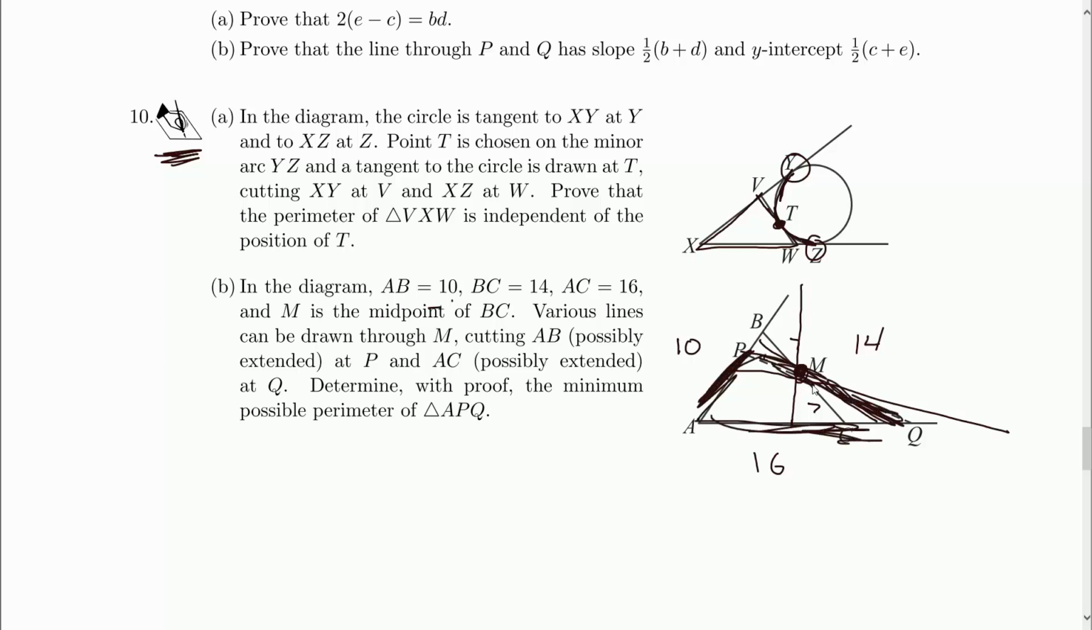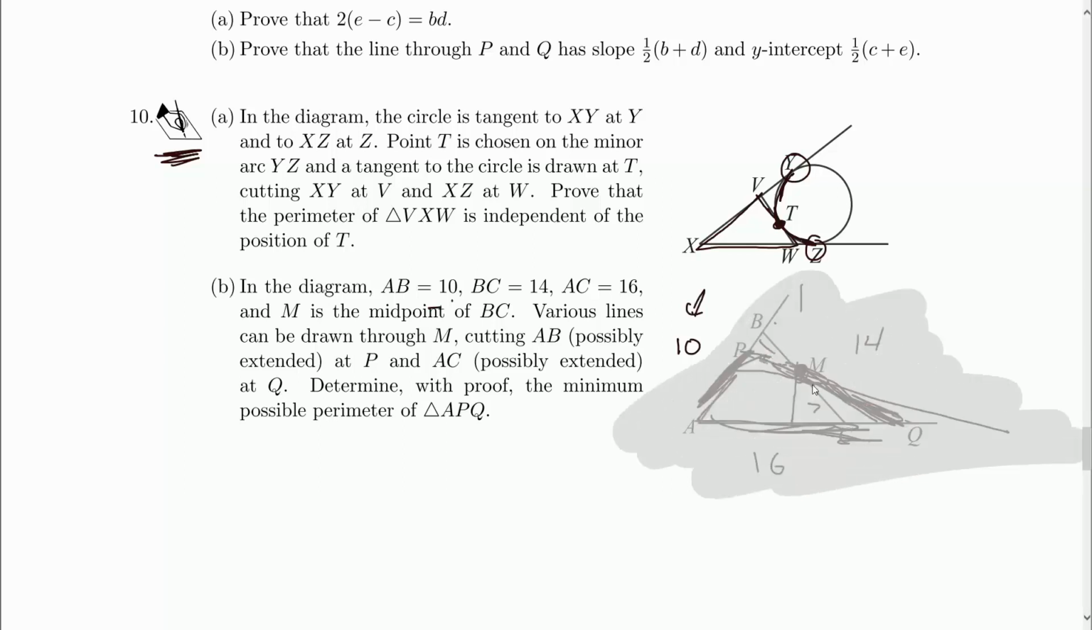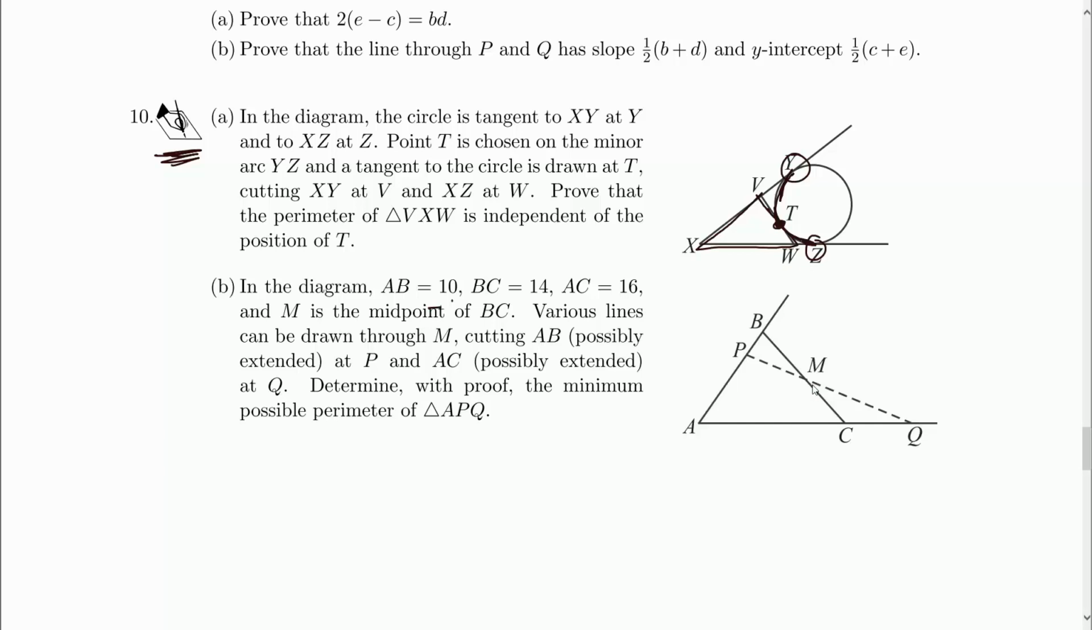Okay, so we want the minimum possible perimeter there, and at least unlike the last question, because we're given actual lengths, we should get an actual numerical answer of maybe 22 or something. I don't know. So we want the length here. We want the minimum possible perimeter of APQ. Interesting.